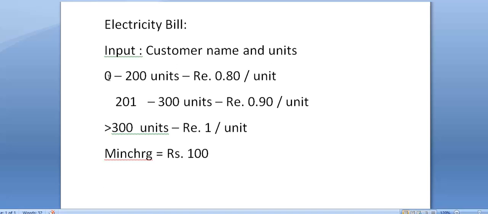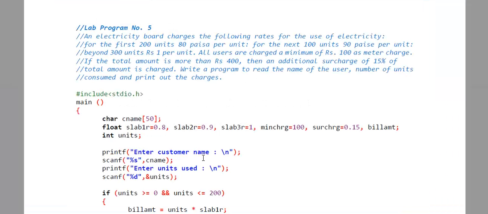So this rupees 100 is charged to every customer. Let's say a certain customer uses 0 units. 0 into 0.8 is 0, but still he needs to pay the meter charge. Minimum is 100 rupees. Okay, that is one more condition. And one more condition is there. If the total bill amount is more than 400, then an additional surcharge of 15% of the total amount is charged.